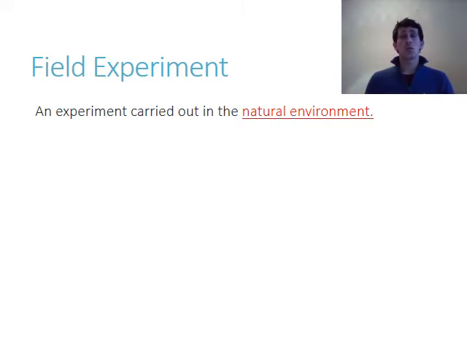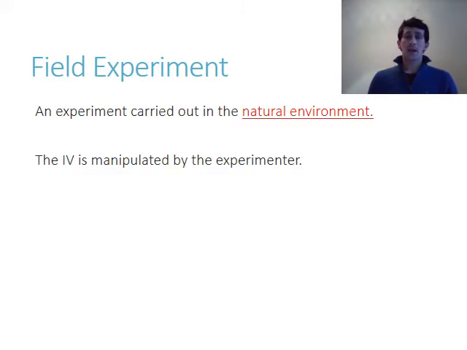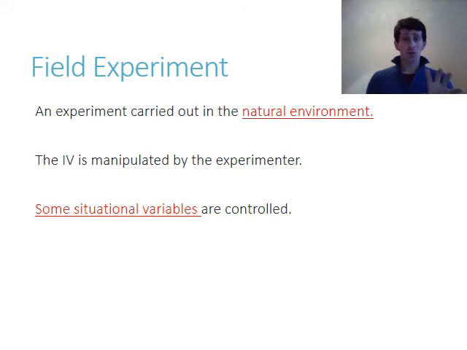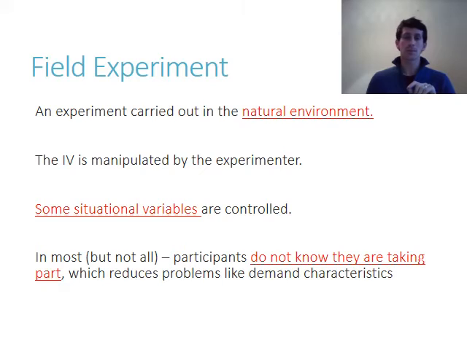So a field experiment is different to a lab experiment because it's done in a more natural environment. However, the independent variable is still being manipulated by the experimenter. You are able to control some of the variables, and we're going to have a look at an example experiment in a minute. Some of you may have done it when you looked at conformity. But most of the time, the participants do not know that they are taking part in the study, which is brilliant because it reduces any demand characteristics, any social desirability, because they're unaware they're actually taking part in one.